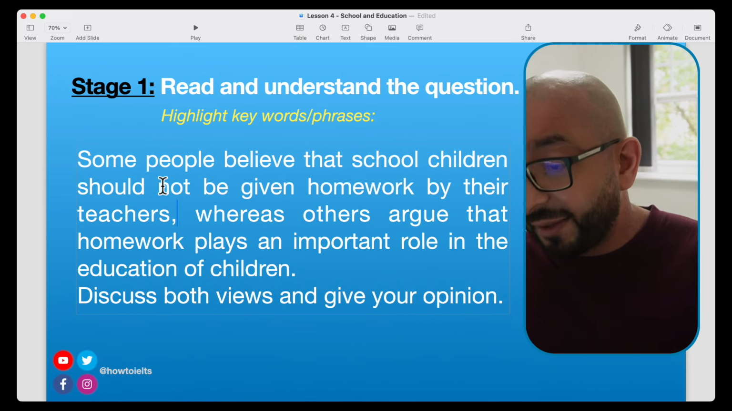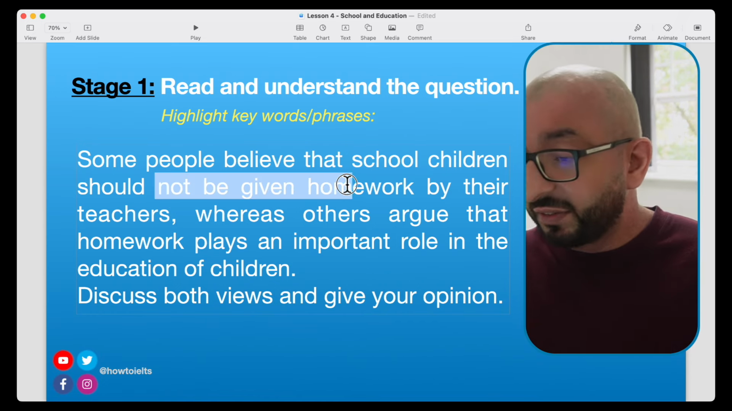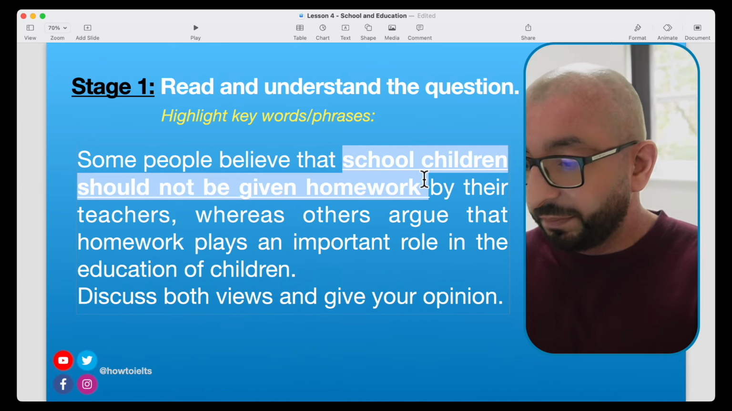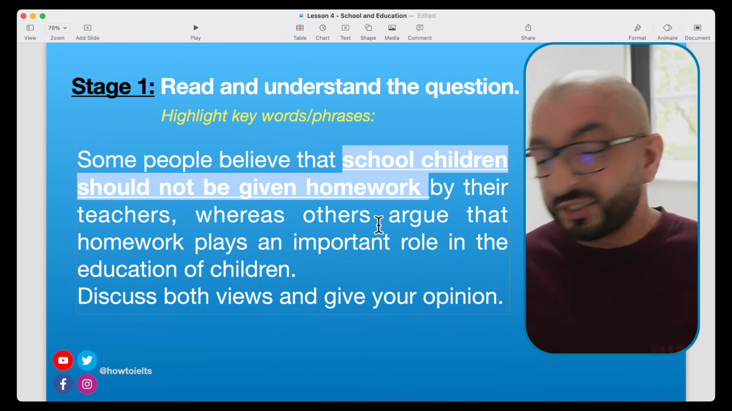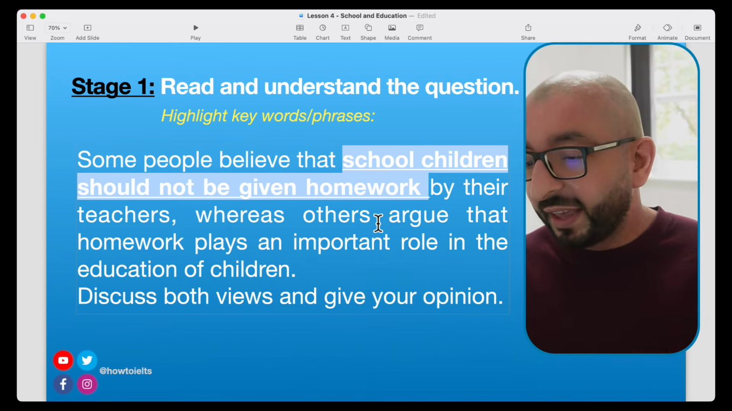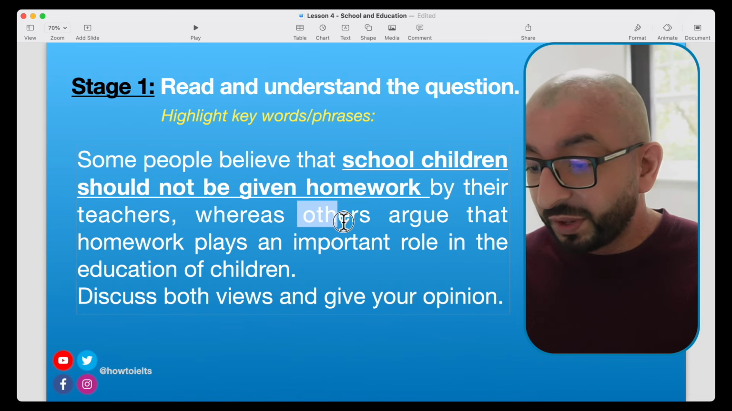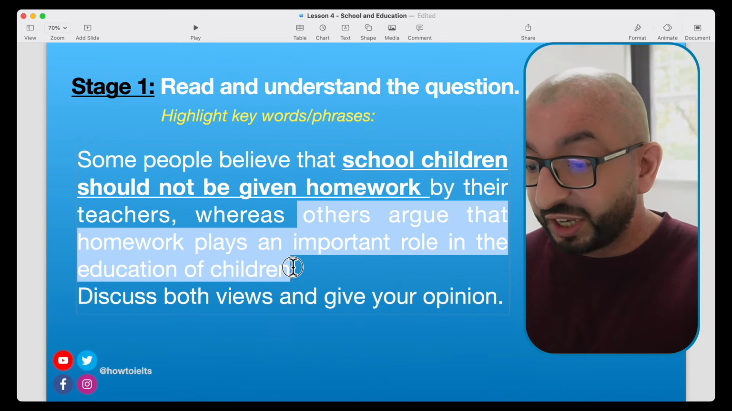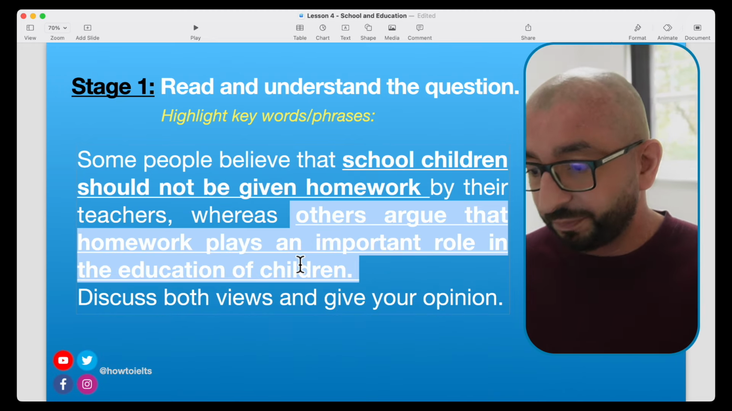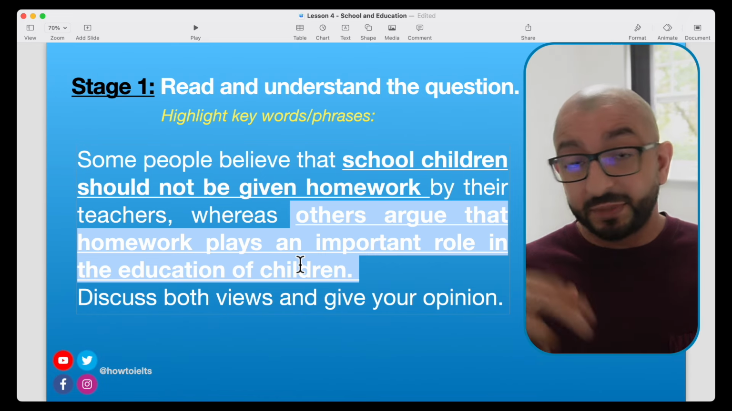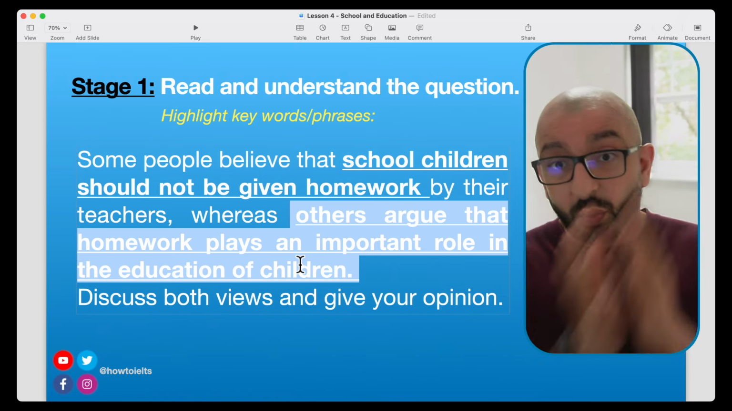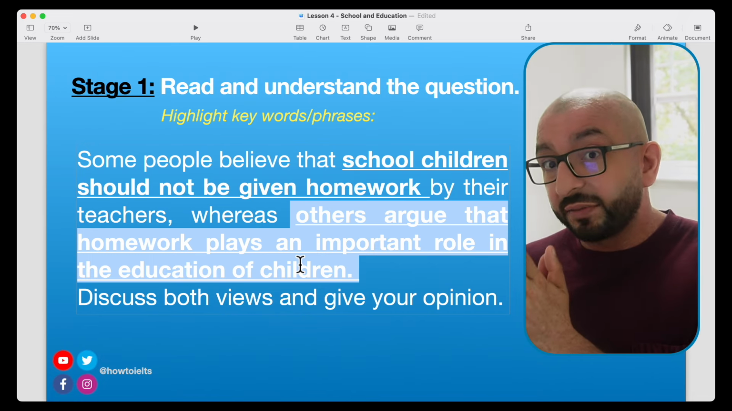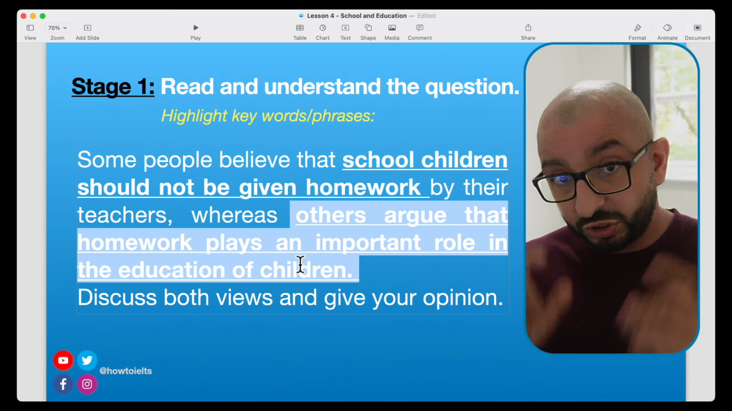So I'm going to highlight that. I'm going to highlight one side of the argument: school children should not be given homework. There's me highlighting it. I underlined it just to make it easier to read. And then it says, others argue that homework plays an important role in the education of children. So I'm going to highlight that as well. So there are 2 things highlighted, again to summarize one side of the argument and then the other side of the argument. Now let's go on to the instructions.